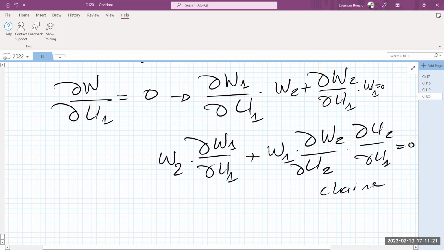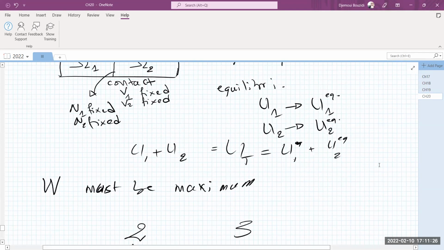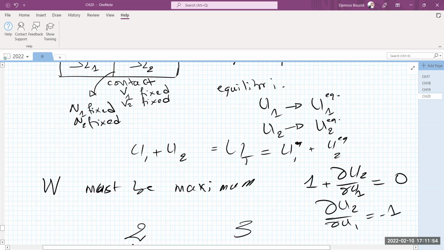However, I know what that value is. I know what dU2 with respect to U1 is from this expression, because no matter how this changes, their sum is fixed. So if I take this entire expression and take its derivative with respect to U1, the derivative of U1 with respect to U1 is 1, plus the derivative of U2 with respect to U1 is equal to the derivative of the total energy, which is fixed, doesn't change, is 0. So that means dU2 with respect to U1 is -1.